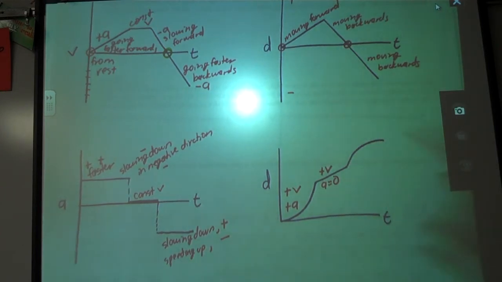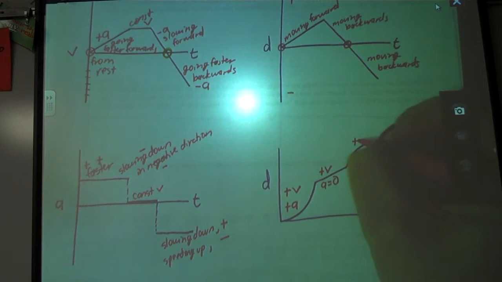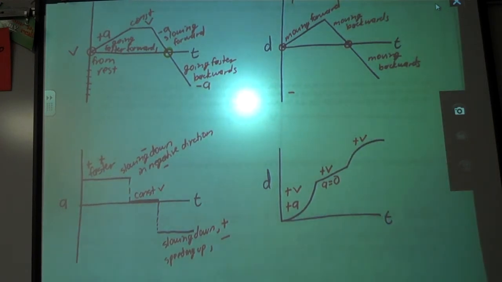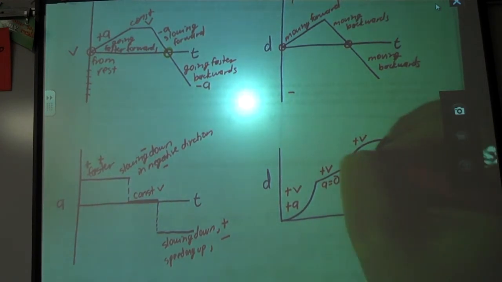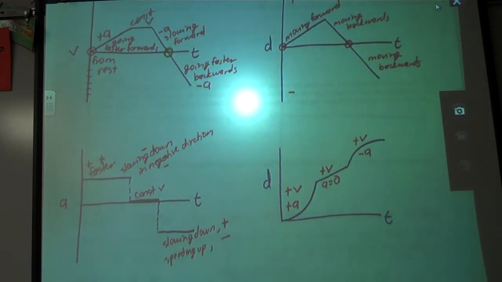Here, once again, the amount of ground that I am covering is different for each passing moment. I am still moving forward, so it is still a positive speed or a positive velocity. However, I am slowing down. So there is our negative acceleration.